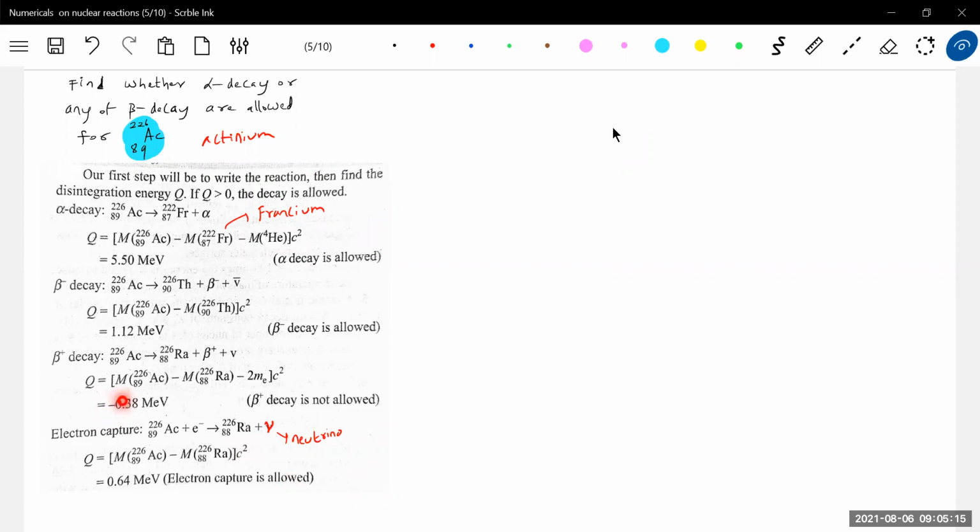Sir, still I want the beta plus reaction. I want this actinium to undergo beta plus decay. What shall I do? You can initiate a reaction by supplying energy. These will undergo reaction on their own: alpha decay, beta minus decay, electron capture. Beta plus decay is not possible for actinium. But can we make it undergo? Yes, by supplying the required energy.